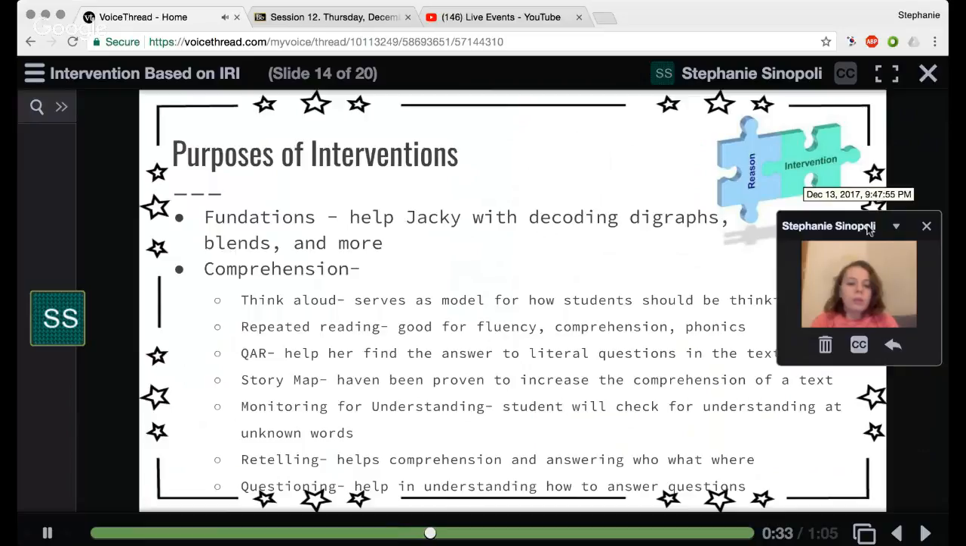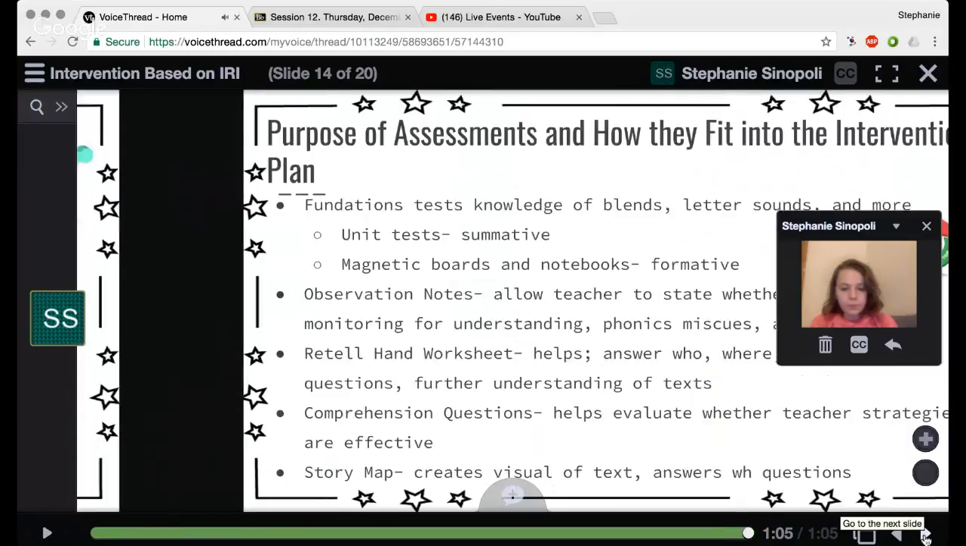The QAR helps Jackie find the answer to literal questions in the text. And story mapping has been proven to increase the comprehension of a text. And monitoring for understanding, the student will check for understanding at unknown words. For retelling, it helps comprehension and answering who, what, and where questions. And for questioning, it will help the student in understanding how to answer questions by making questions.